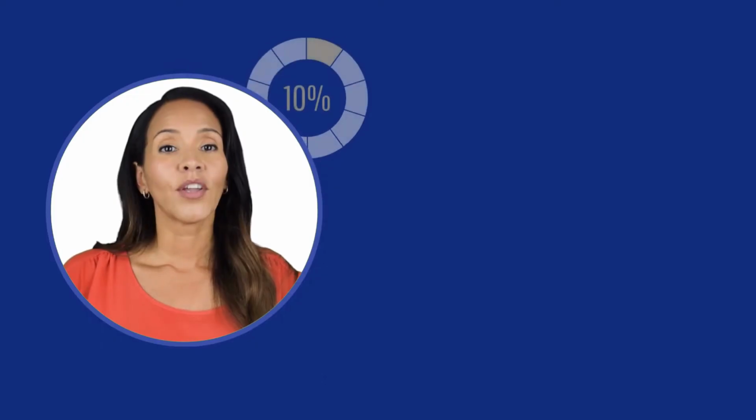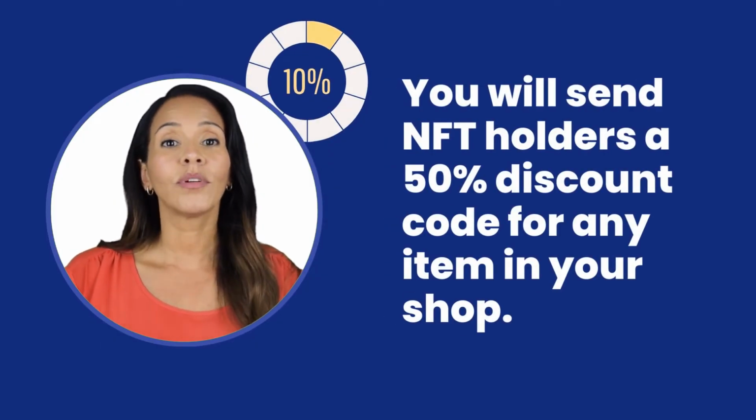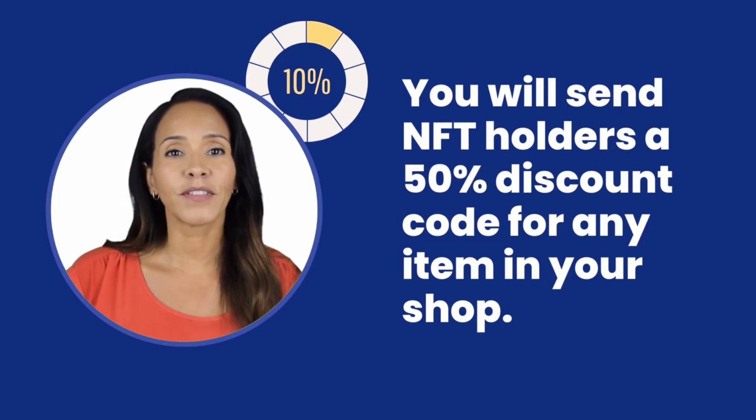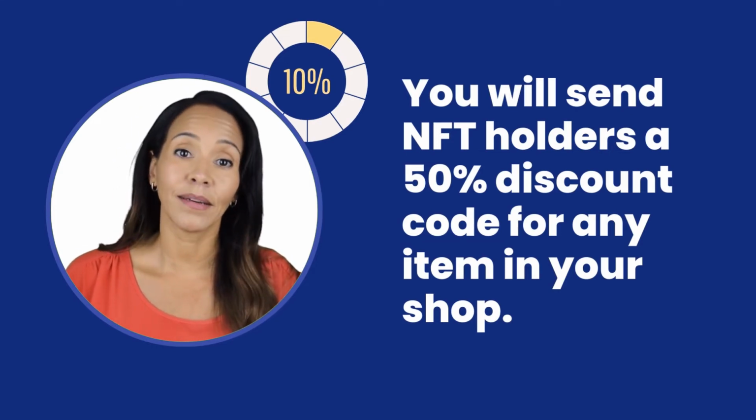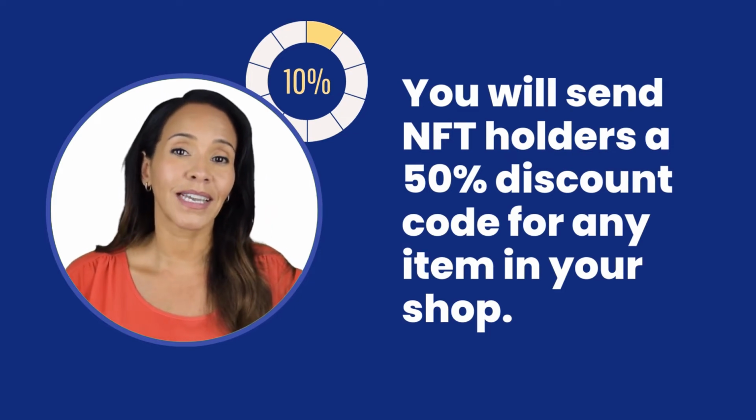For now, the roadmap will look more like a bullet point list of milestones that will dictate when you will be releasing more features and utilities at certain points in your sales. For example, let's say you own an e-commerce store and you want to build an NFT collection for your customers. Your roadmap may include 10% sold. You will airdrop or send holders a 50% discount code for any item in your shop, which is a cool discount program for current customers to take advantage of.